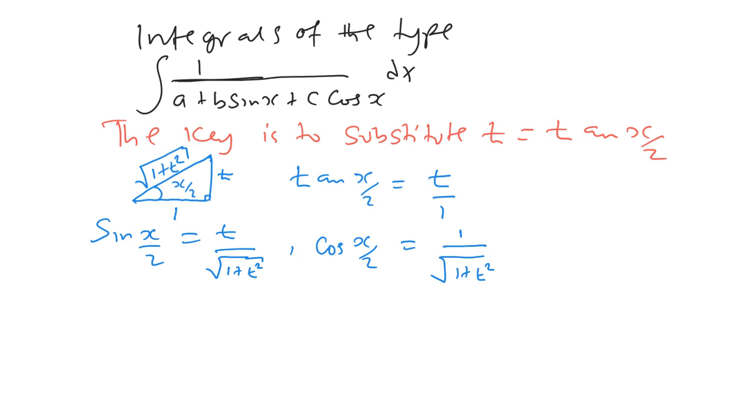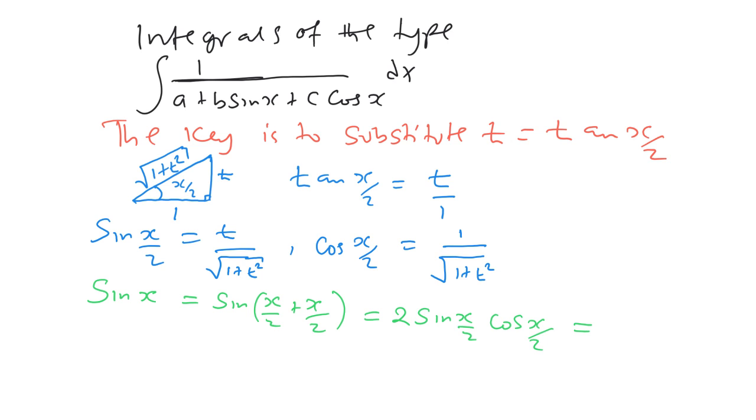We also know that the sine of x can be interpreted as sine of x over 2 plus x over 2. By the double angle formula, this gives us 2 sine x over 2 times cosine x over 2. If you substitute the expressions for sine x over 2 and cos x over 2, you end up with 2t over 1 plus t squared.